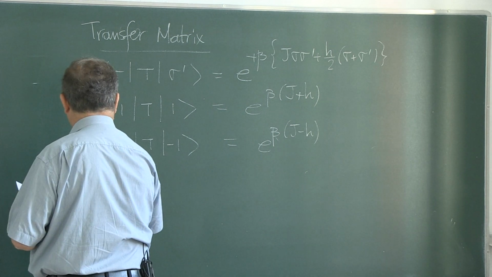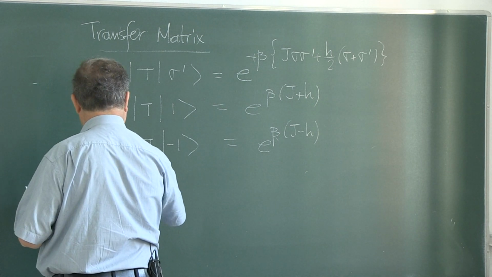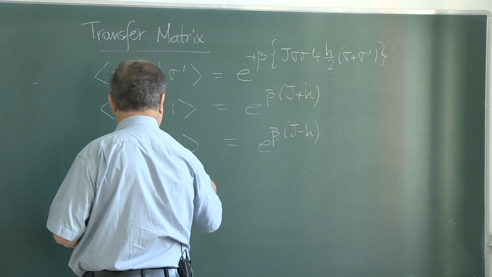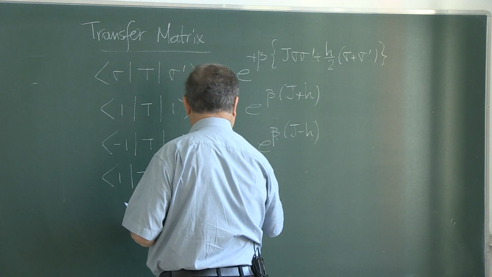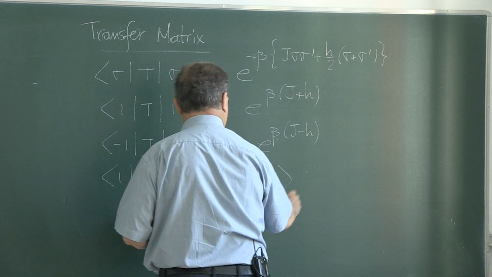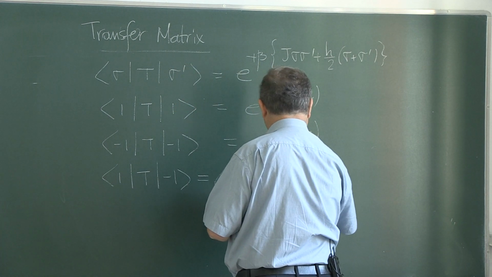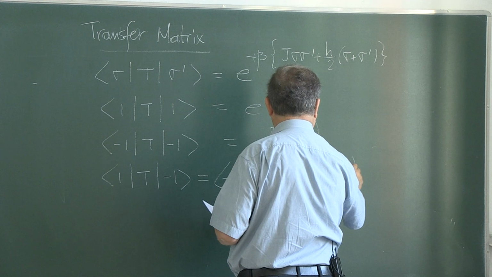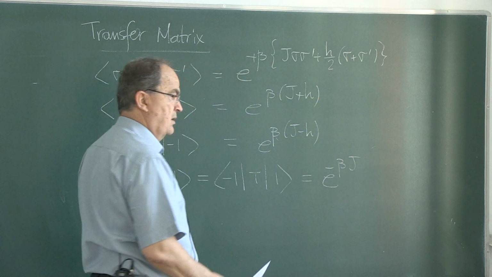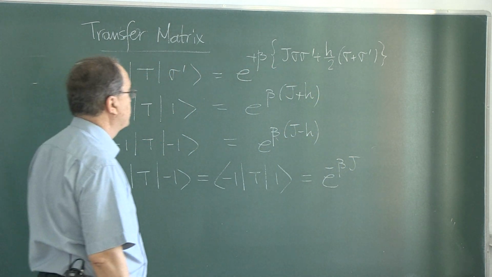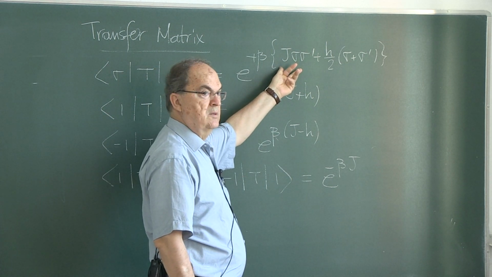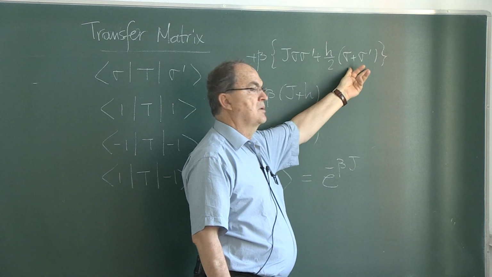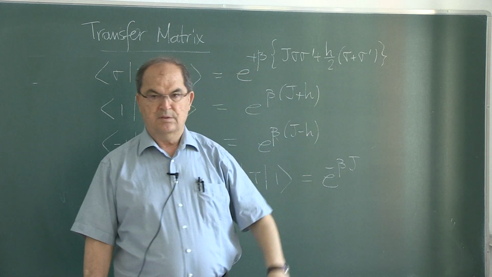And off-diagonal terms are equal and it is e to the minus beta J. If they are plus and minus 1, that's minus, and this is 0, isn't it? So that's very simple.